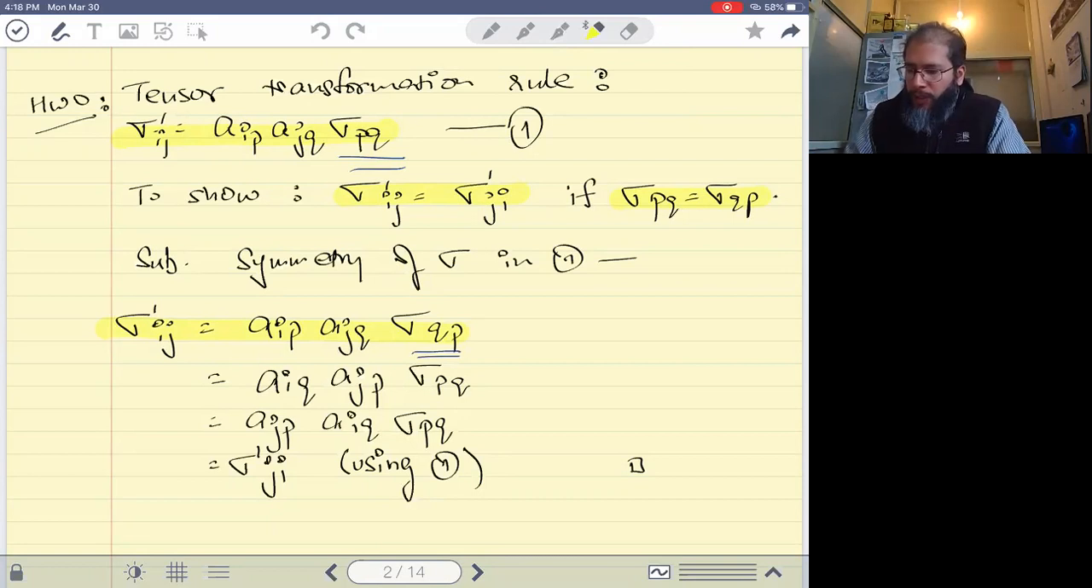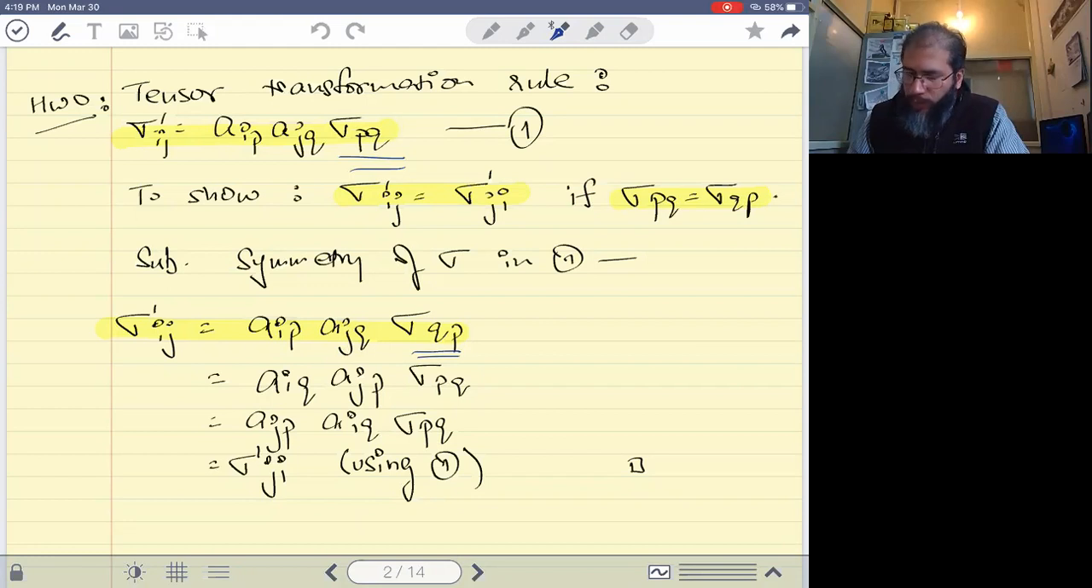In the next step, we simply change the order of the terms. Because these are scalars, I can change the order, so I can write them in a different order. So I write AIQ first and AJP later. Sorry, no, that's not what I do. I apologize.